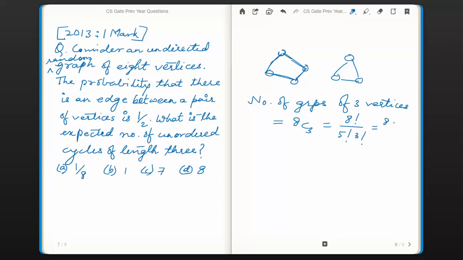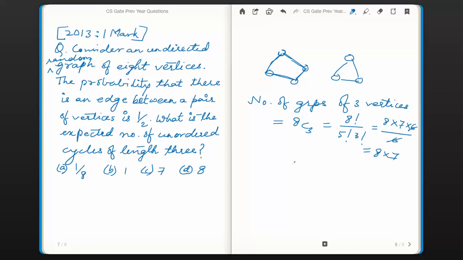If you solve it, it would come out to be 8 into 7 into 6 into 5 factorial. So 5 factorial and 5 factorial would be cancelled, and below we would have 3 factorial, that is nothing but 6. So 6 would get cancelled, and ultimately we would have 8 into 7, that is 56. Now the number of groups of 3 vertices amongst these 8 vertices is 8 into 7.